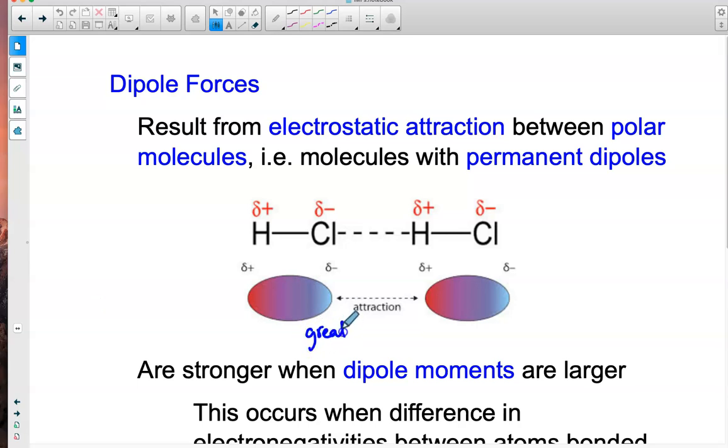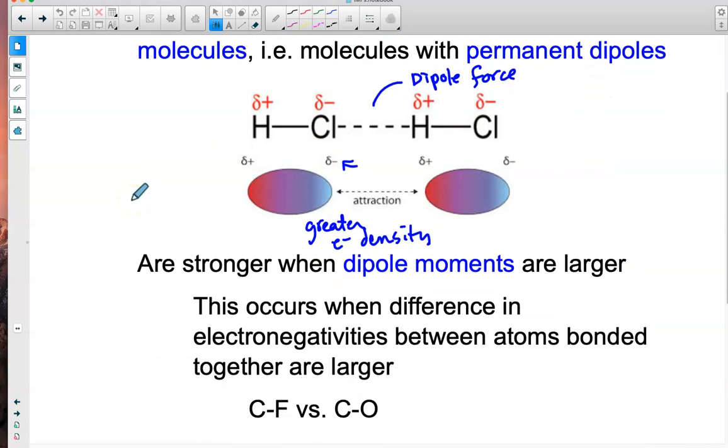So over here I have greater electron density, which I'm showing with the partial negative charge. And so that partially negative end of that molecule is going to attract the partially positive end of the other molecule. And that's a dipole-dipole force, or just a dipole force. Now these actually follow a trend that's kind of opposite to the dispersion forces, because these forces are going to be stronger when our dipole moments are stronger or larger, and that's going to occur when the electronegativity difference between the 2 atoms that are bonded together are larger.